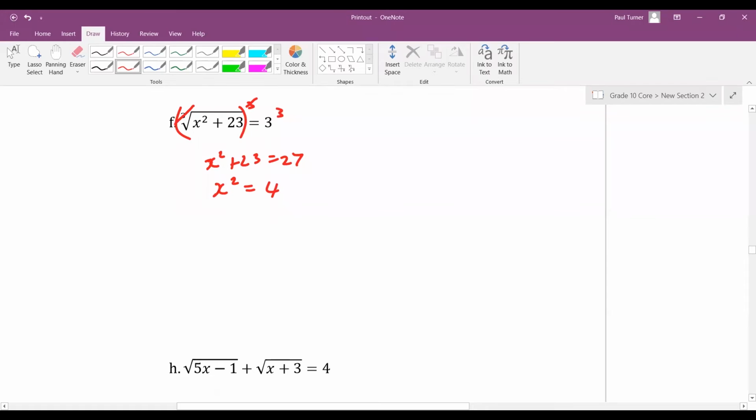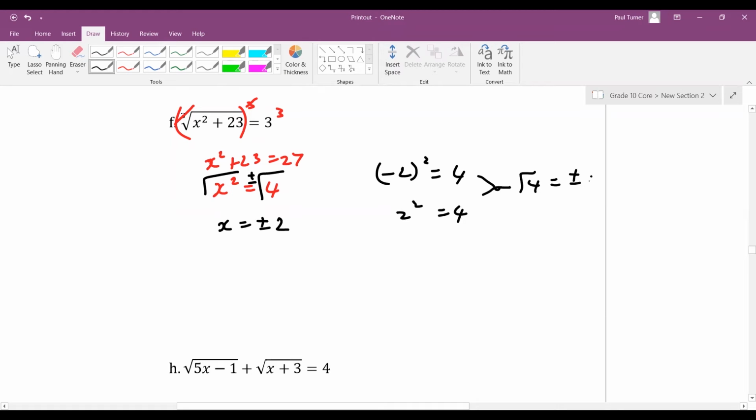But remember, when you're squaring, you can get 2 roots. So square root both sides, but this will be plus or minus. So x is plus or minus 2, because minus 2 squared is 4, but 2 squared is also 4. So if you square root 4, you should get plus or minus 2 for the roots here.